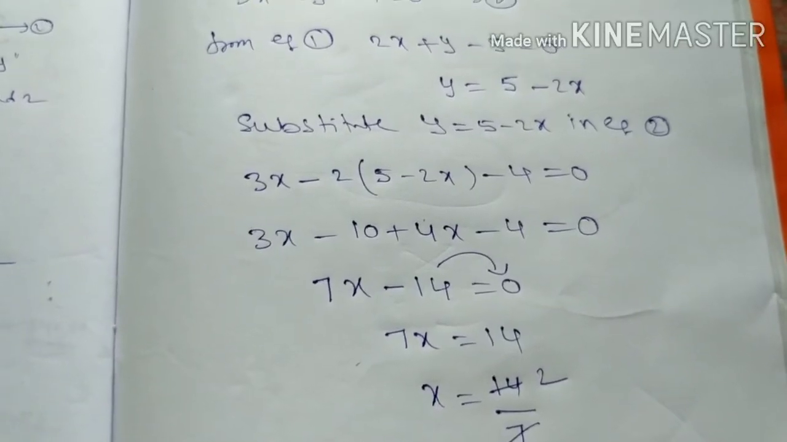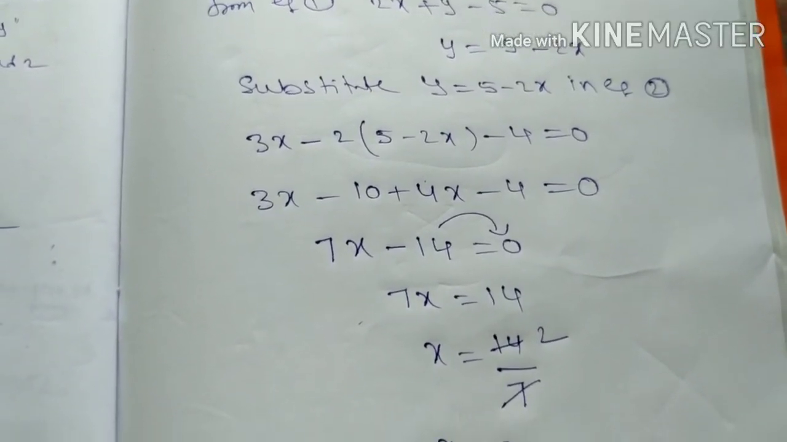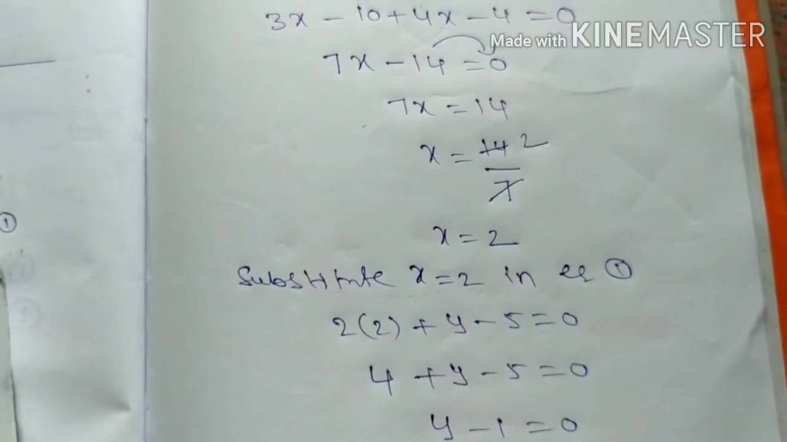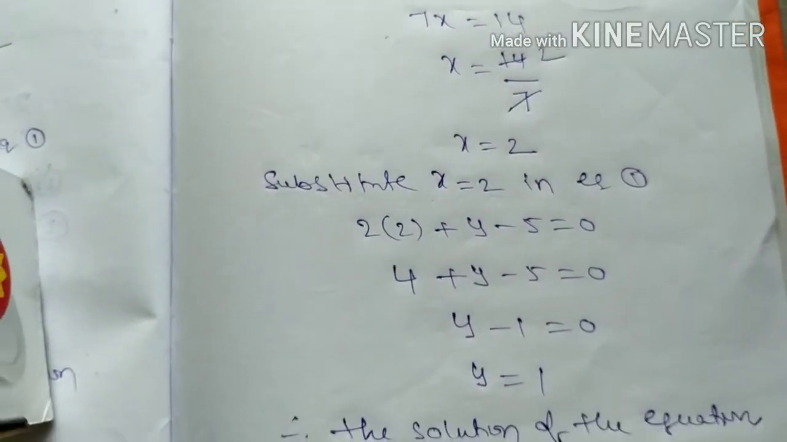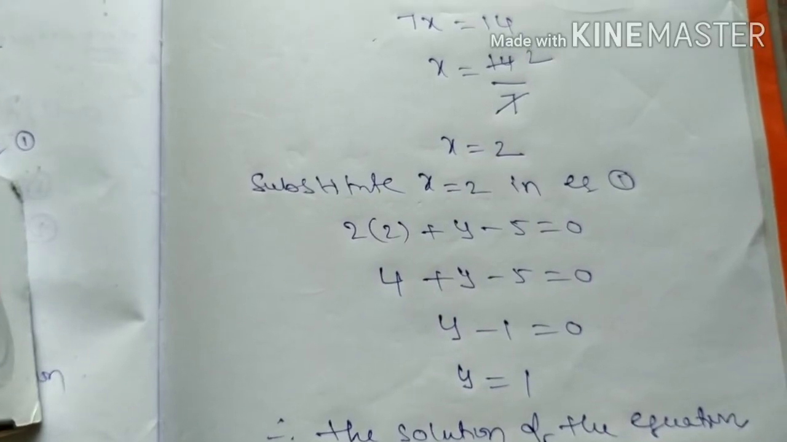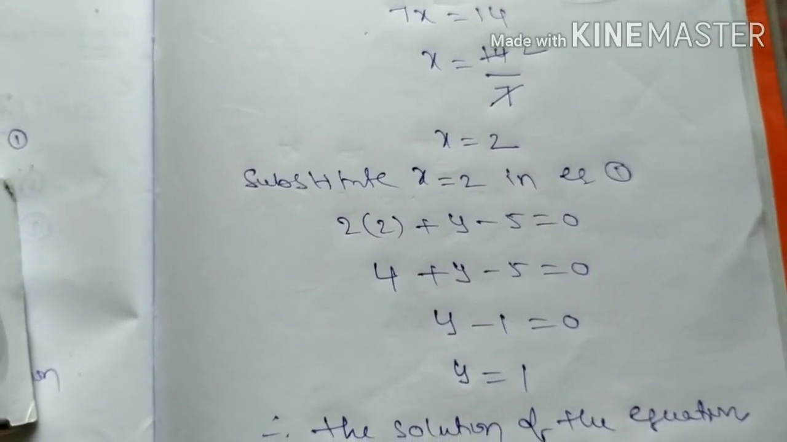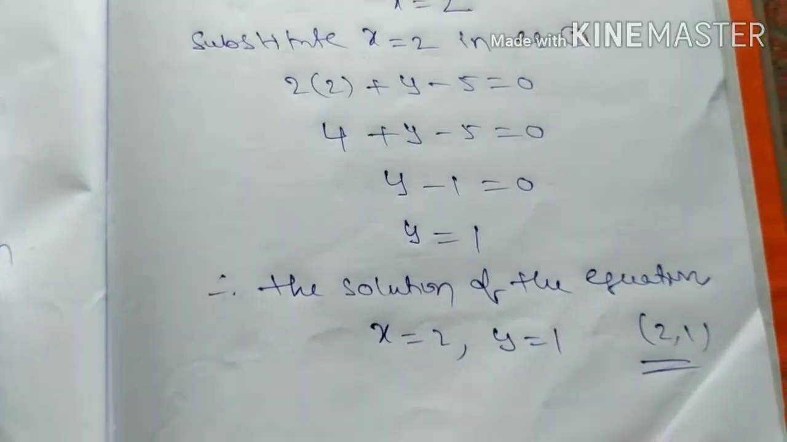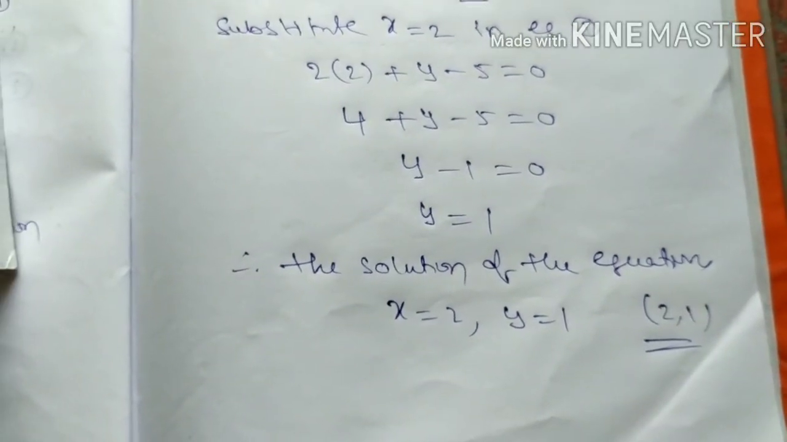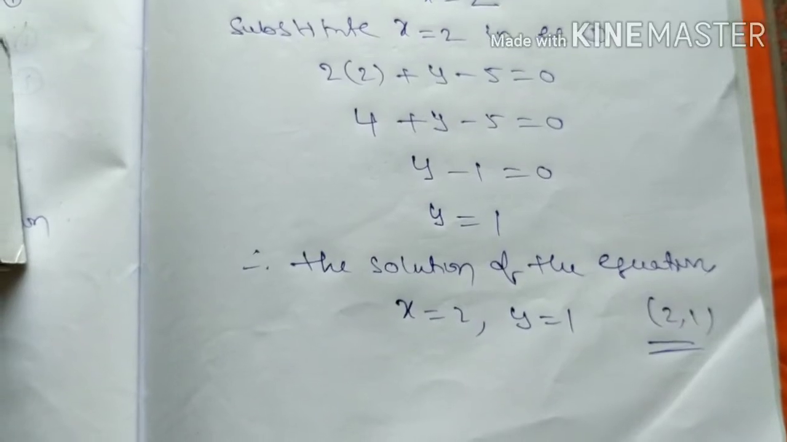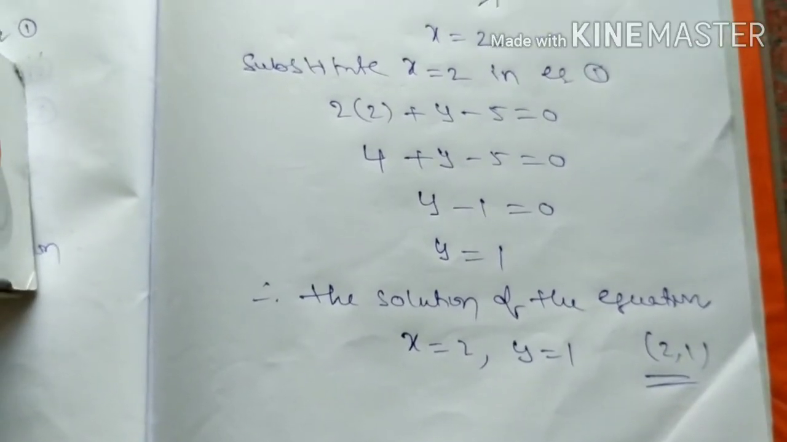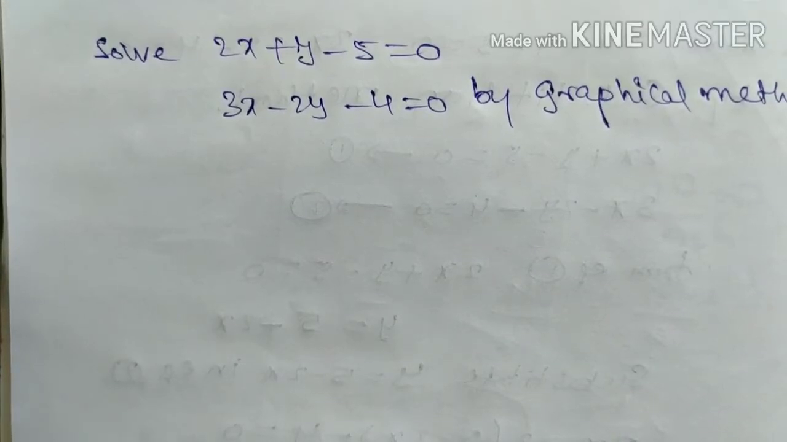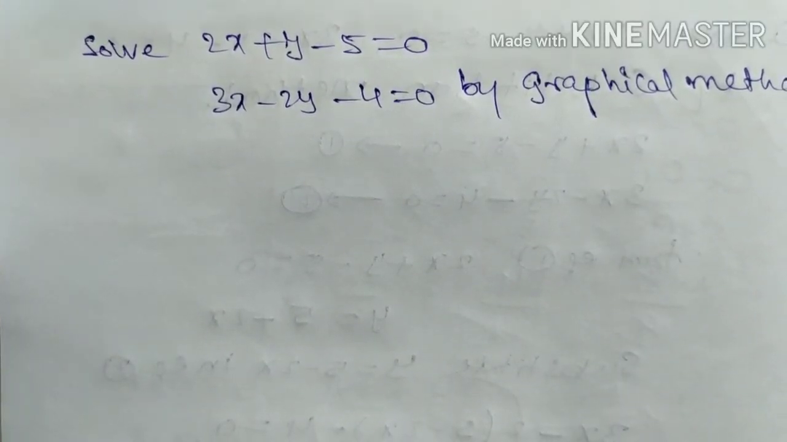So y place write 5 minus 2x, after that simplified. So x value got 2, substitute x is equal to 2 in any equation, either 1 or 2. 1 is better. So that's why x replaced by 2. 2 2s are 4. So y minus 1 is equal to 0, y is equal to 1. Therefore the solution of the equation is 2 comma 1. So these are two methods. One is elimination method, another one is graphical method. This is the third method to find solutions of linear equations in two variables.